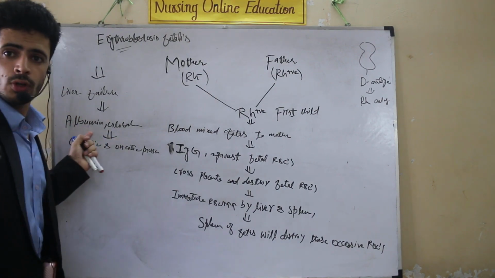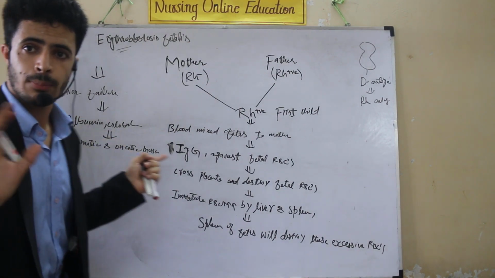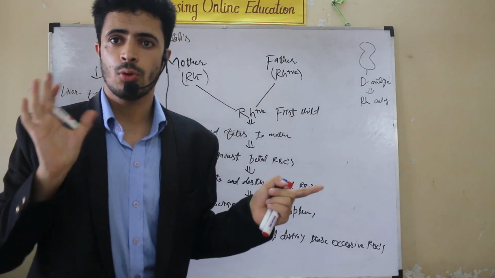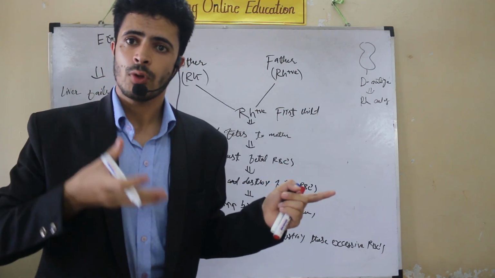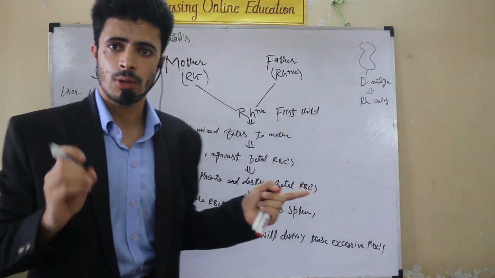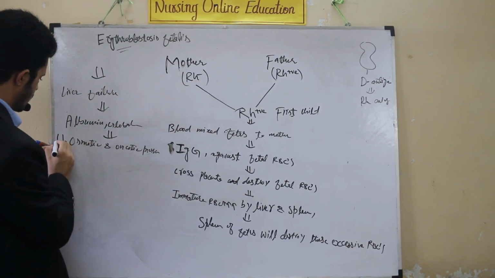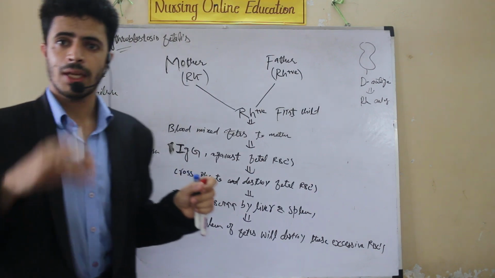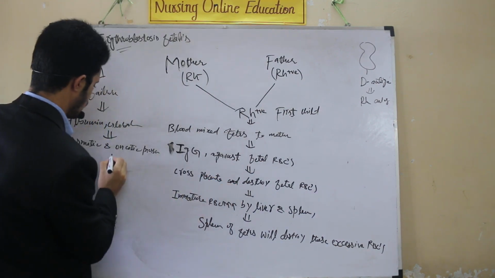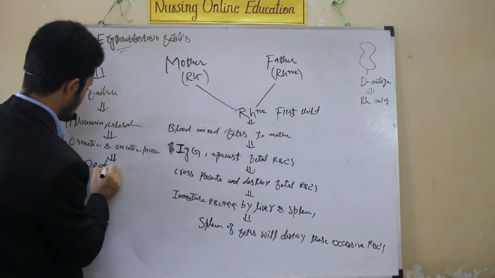the albumin protein will not be produced. When albumin protein and other oncotic and osmotic proteins are not produced, the osmotic and oncotic pressure will decrease. So there is a decrease in oncotic and osmotic pressure that leads to the edema. We all know there will be the edema.